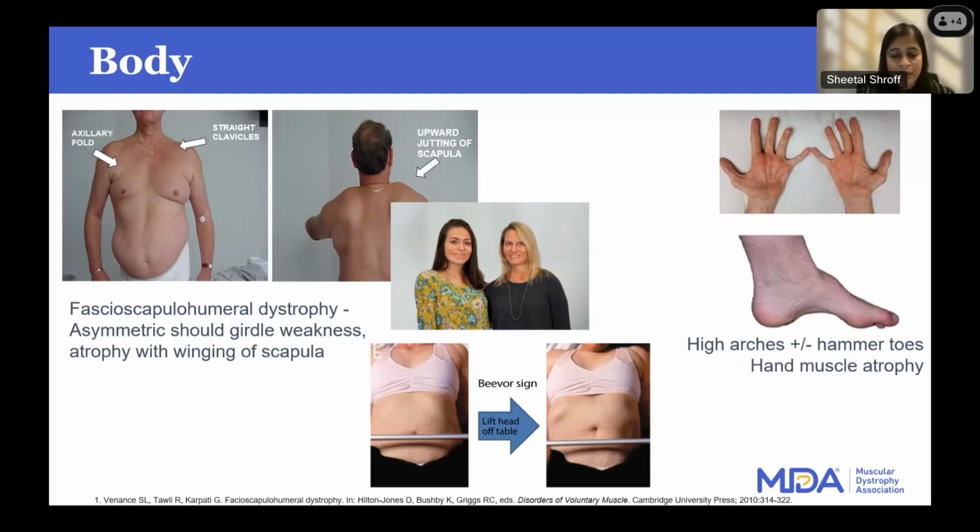And then on the right-hand side, we see high arches and hammer toes. As you can see, there is also hand muscle atrophy, and some of the hand tendons have become prominent, where you can actually see the hollowness in between the tendons and a definite loss of muscle bulk itself. In the bottom right, we see the high arch foot, which again is weakness of these small muscles in the foot, resulting in the high arch and hammer toes. And this we see in Charcot-Marie-Tooth and some of the inherited neuropathies.